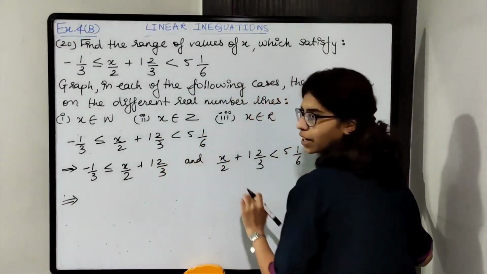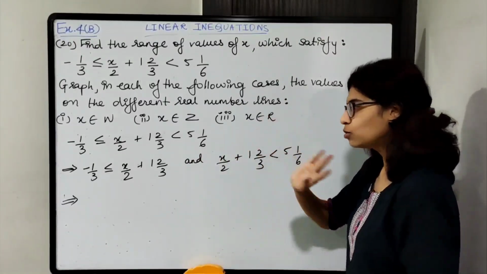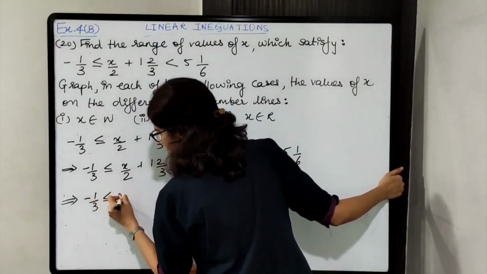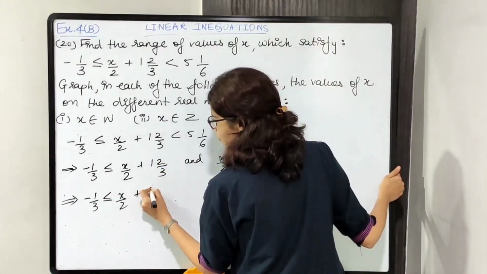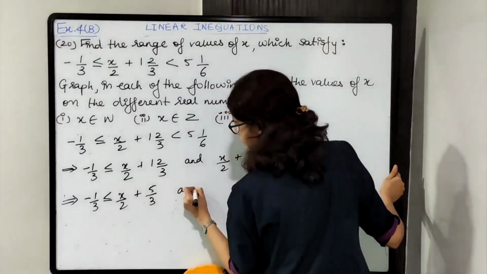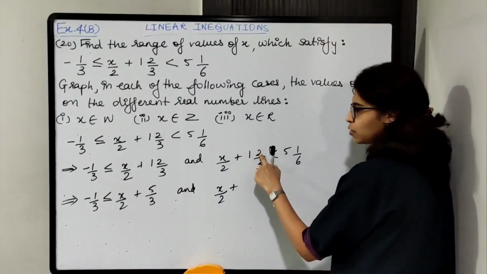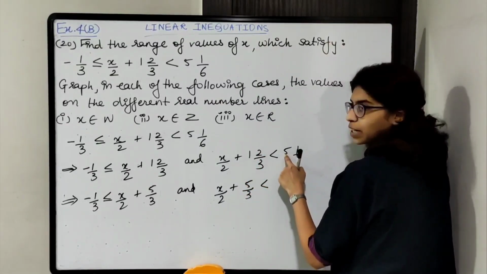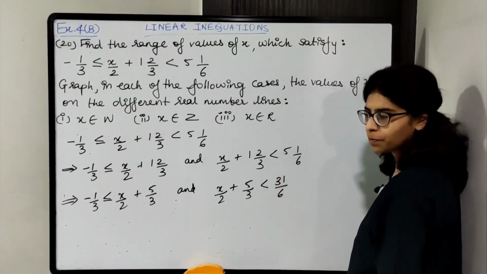First we'll solve the mixed fraction. Here also there is a mixed fraction. So solve the mixed fraction and then do the shifting part. So minus 1 by 3 is less than or equal to x by 2 plus 3 1s are 3, 3 plus 2 is 5, 5 by 3. And over here 3 1s are 3, 3 plus 2 is 5, 5 by 3 less than 6 5s are 30, 30 plus 1 is 31 by 6.